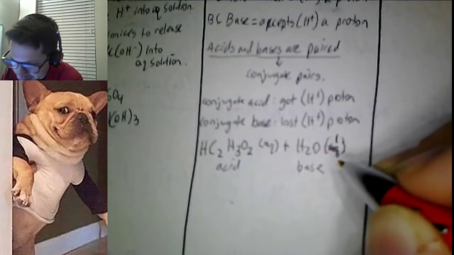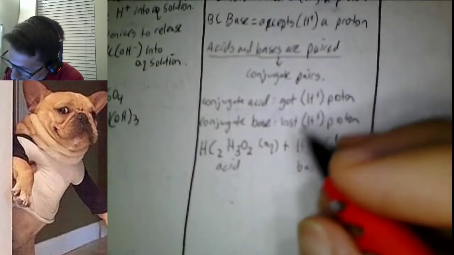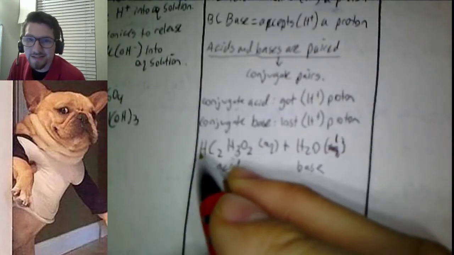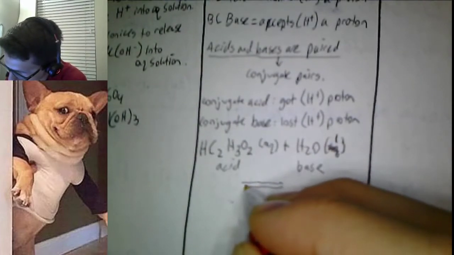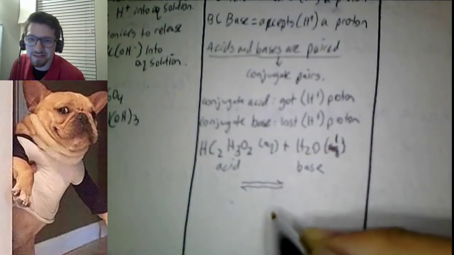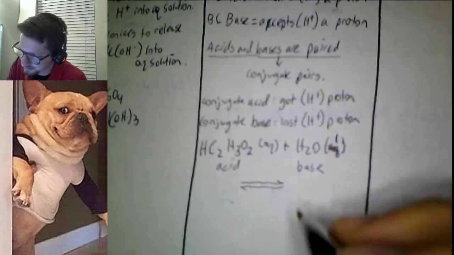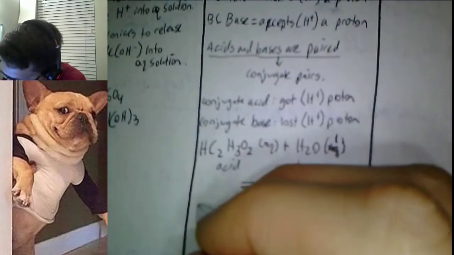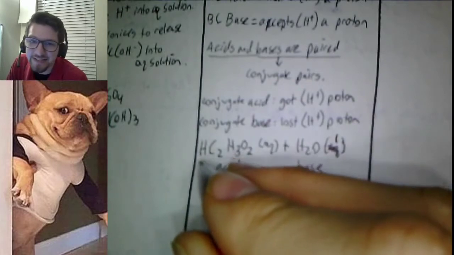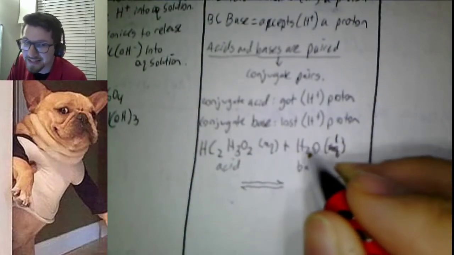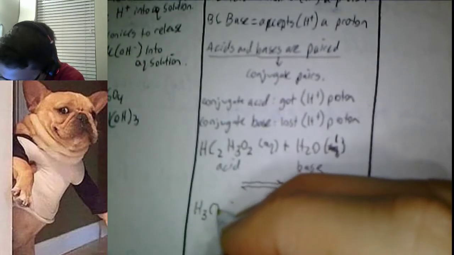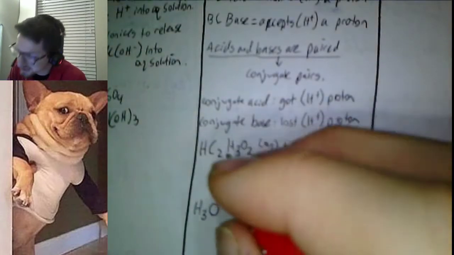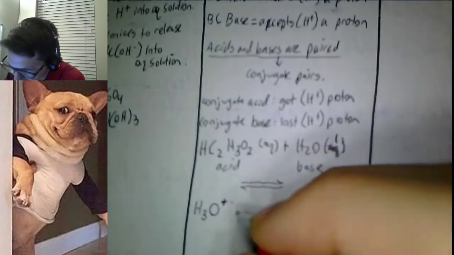Now when these two things get shoved together, if the acid is the one that gives away an H, then when these two things react, this thing is going to give its H to this thing. So once this thing gets an extra H, you end up with H3O. And now that it's got that extra H, it's going to have an extra positive charge.